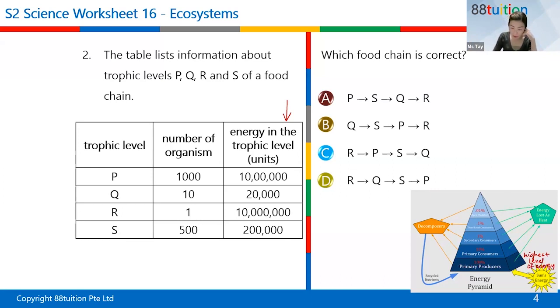So if you can see, it should be R. So this is wrong and this is wrong. And then the next one will be P. So you have R, P, and then check whether it's S and then Q. Okay, it's correct.